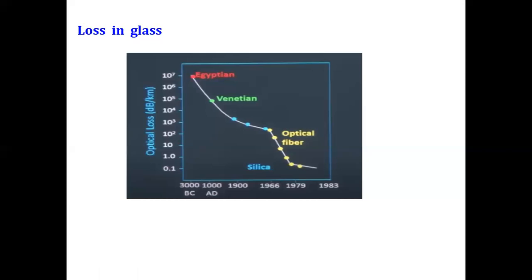And then you can see a sharp fall from 1966 to 1977, or 79. Within 13 years, we can see how much advancement has been made and how much attenuation could be brought down in an optical fiber. Now we have an optical fiber which has a loss of 0.2 dB per kilometer. At present, we have a loss of 0.2 dB per kilometer.